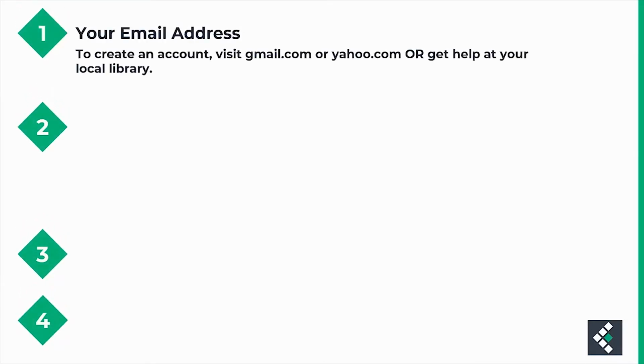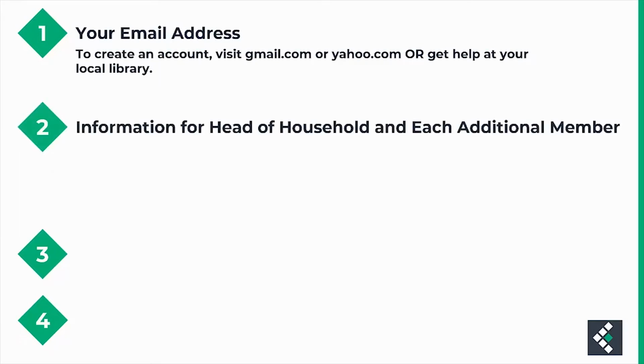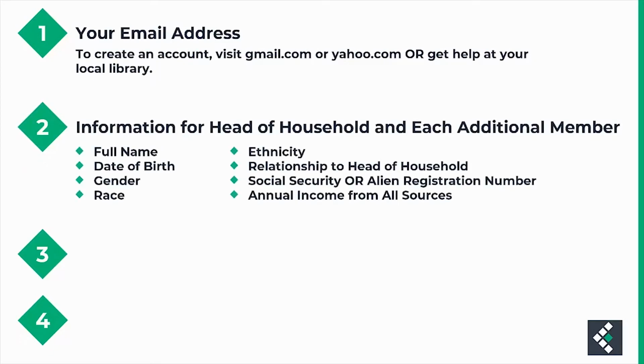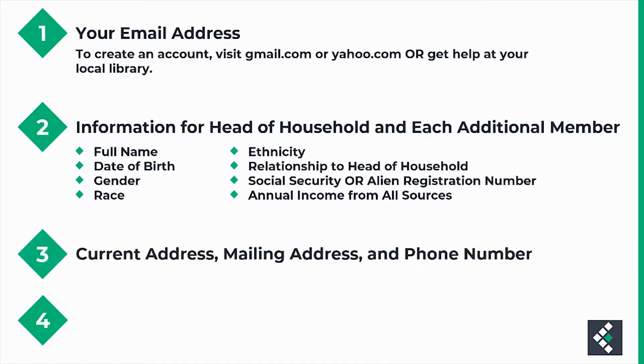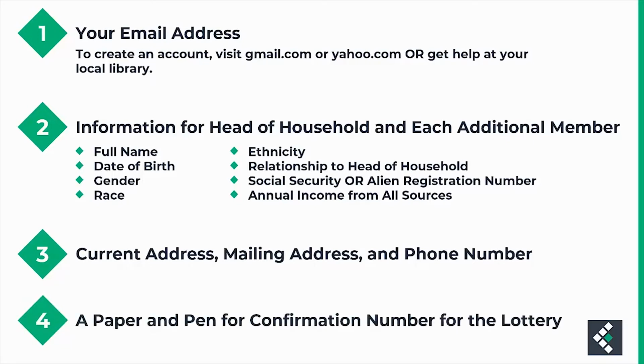Before you begin the application process, please prepare the following: your email address, information for the head of household and each additional household member, the household's current address, mailing address, and phone number, and a paper and pen ready to write down the confirmation number of your submitted application for the lottery. You will also receive an email with this information.